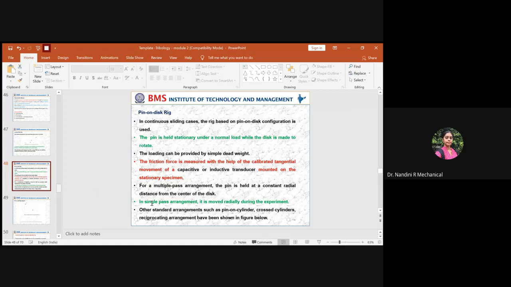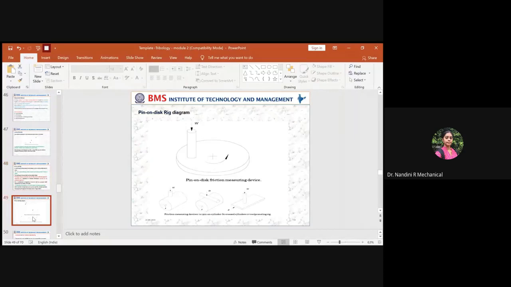So apart from this, there are other varieties of pin-on-disk rig measurement arrangements. Those are pin-on-cylinder, crossed cylinder, and reciprocating arrangements. These are used as per the requirement. Here at the bottom you can see 3 diagrams. The first one is pin-on-cylinder. So you will have a cylinder on which you apply the pin, and this pin will be held stationary with respect to the normal load you are applying, and the cylinder will be rotating in the clockwise direction.